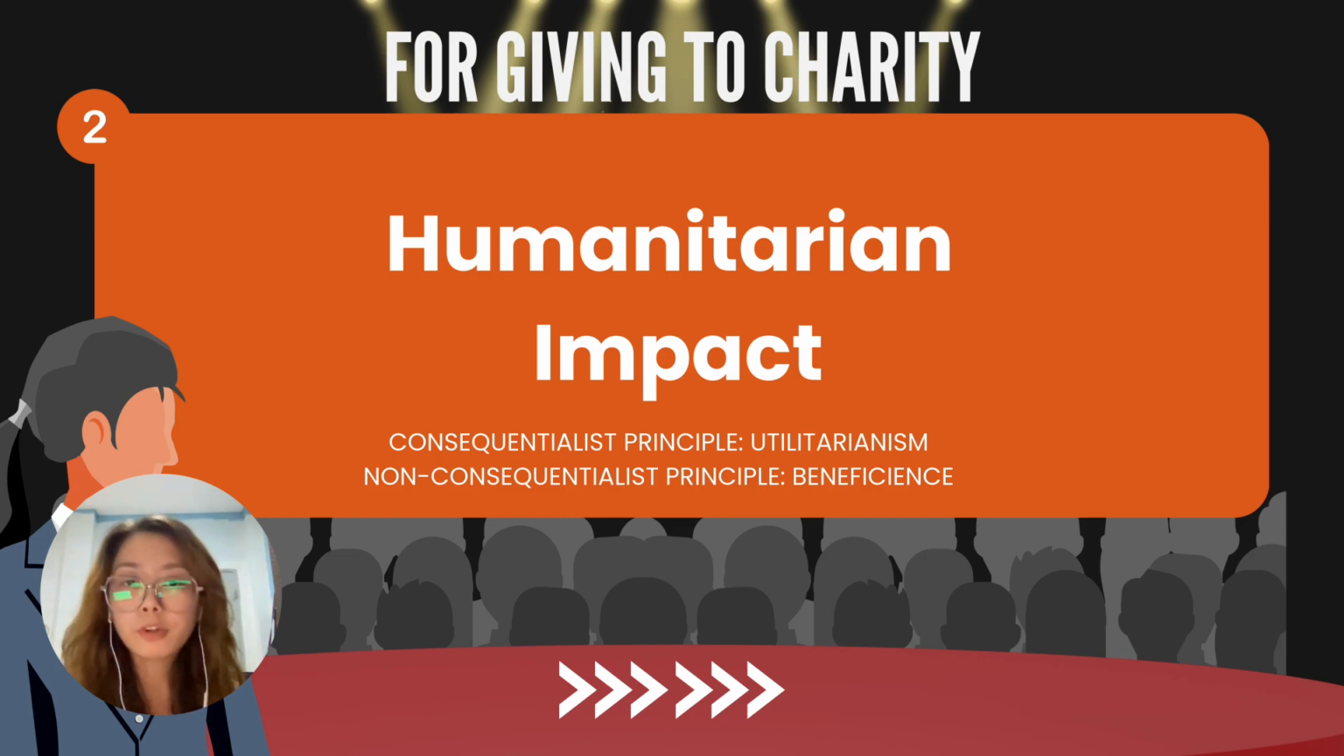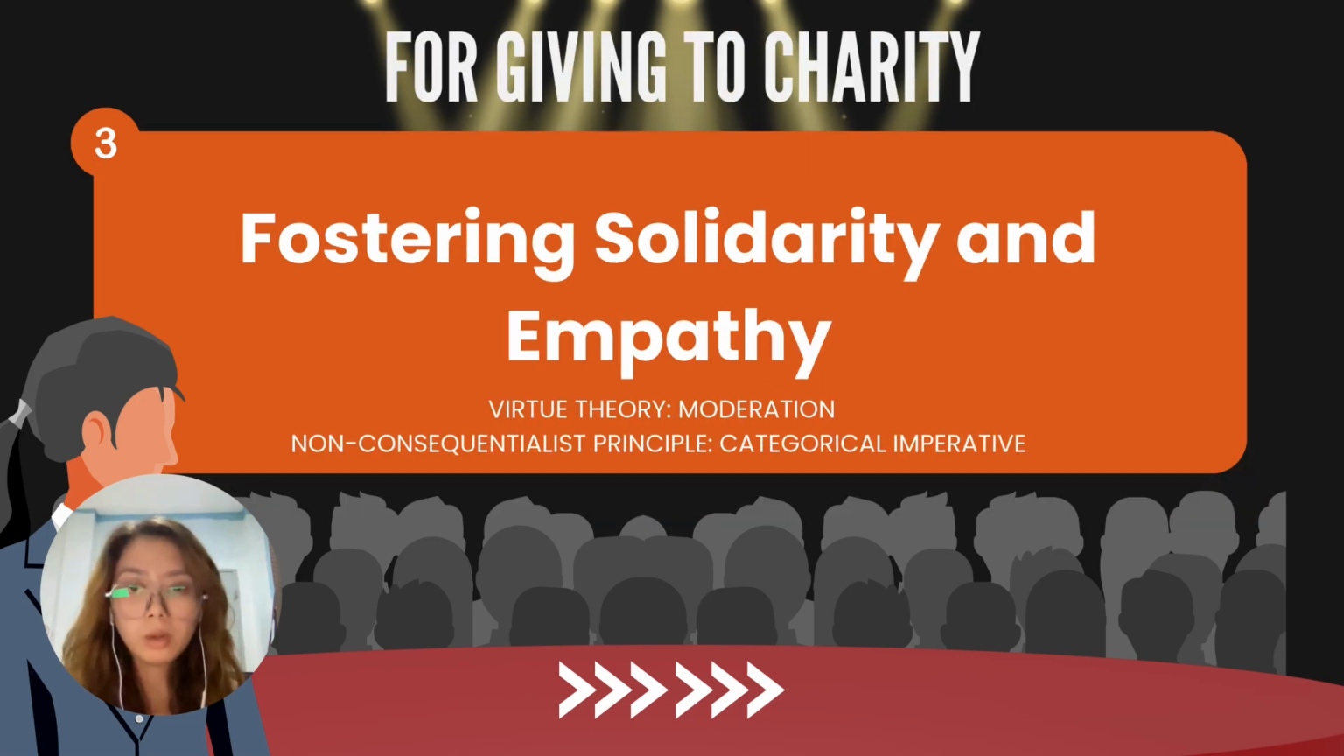The second argument for giving to charity is humanitarian impact. The third one is fostering solidarity and empathy. In moderation, under the virtue theory, it balances individual and societal needs. This is seen in the promotion of community engagement and global citizenship. Meanwhile, in the categorical imperative perspective under the non-consequentialist principle, it is the idea of treating others as you would wish to be treated. This is reflected in the emphasis on empathy and understanding.